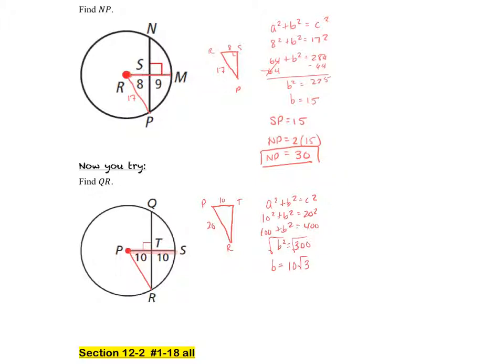And so what that meant was I was finding out TR was 10 radical 3. But what I really want is QR, which is going to be 2 of those. So 2 times 10 radical 3, which is 20 radical 3.